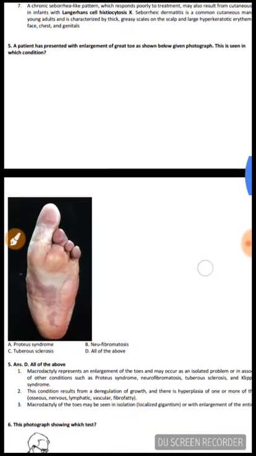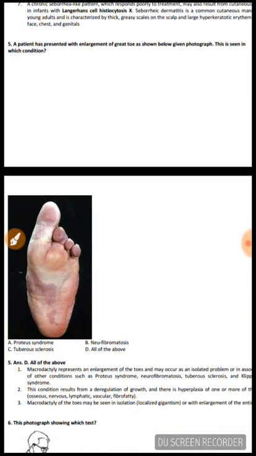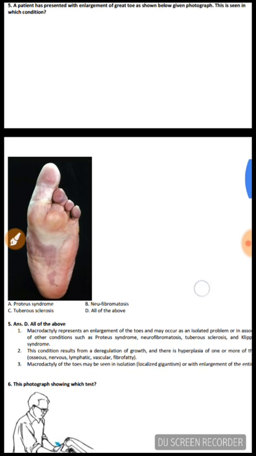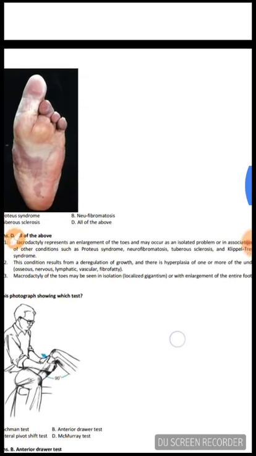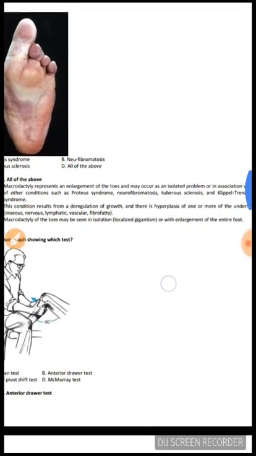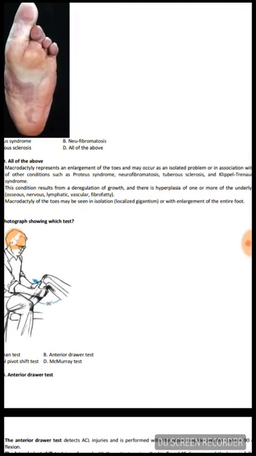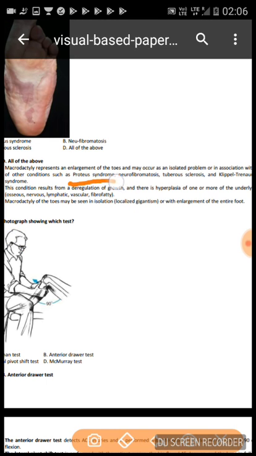Now, question number 5: a patient is presented with an enlarged great toe as shown in the photograph. So, this is seen in which condition? This is somewhat a rare type of question, and very few people will do it. Actually, it is seen in tuberous sclerosis, Proteus syndrome, neurofibromatosis. So, here the answer will be all of the above. So, macrodactyly is seen in all of the above, namely Proteus syndrome, neurofibromatosis, tuberous sclerosis, Klippel-Trenaunay syndrome.